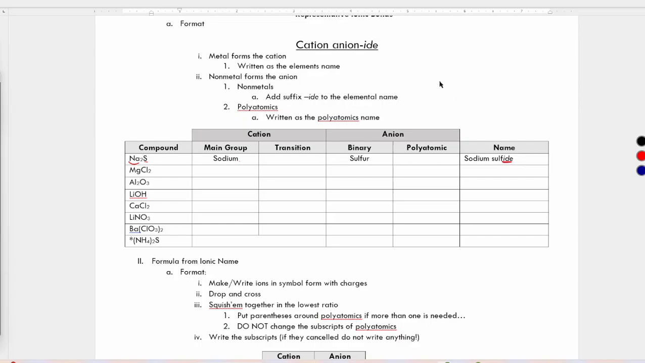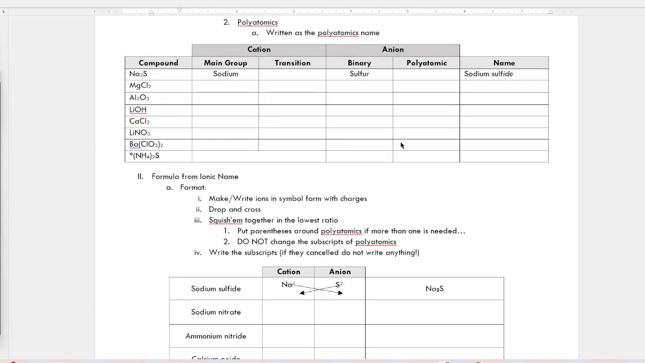We drop the ending and add IDE. We should know all the ides at this point. If not, they'll be written on the board for you when we take our test. Okay, so let's decide magnesium and chlorine. Let's pull this down a little bit.